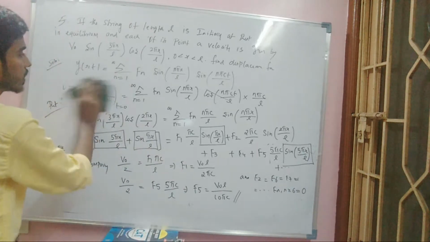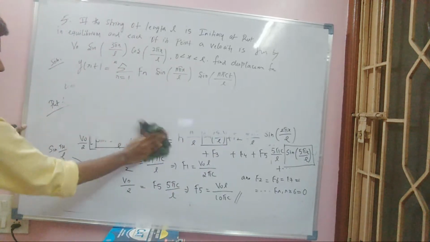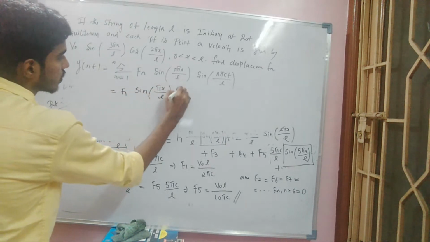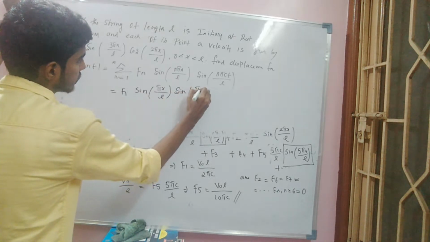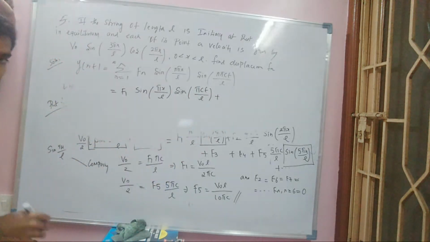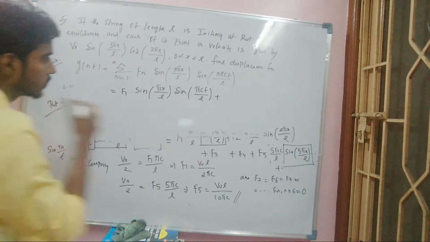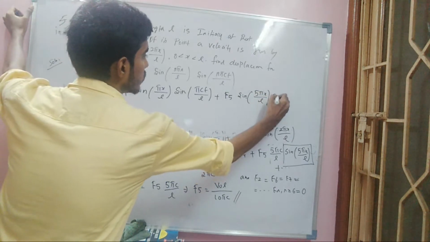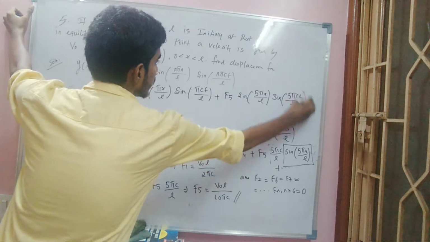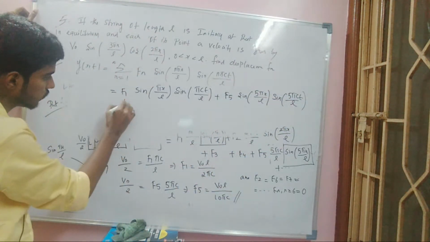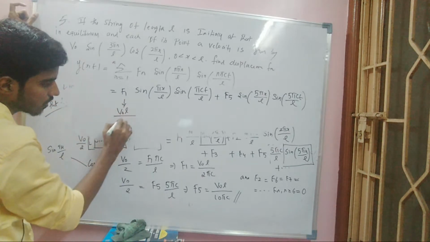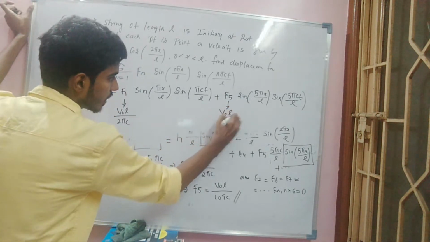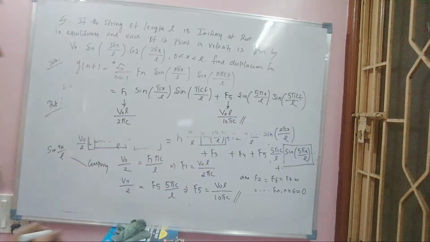So this is our formula, right? y of x comma t. You have to run this summation. If you run this summation, you consider only f1 sin πx by L sin πct by L, plus you can neglect f2, f3, f4 because all are equal to 0. So we will consider f5 sin 5πx by L sin 5πct by L. All other terms will be equal to 0. So you substitute f1 equal to v naught L divided by 2πc, and then substitute f5 equal to v naught L divided by 10πc, right? That's it. This is the required answer.